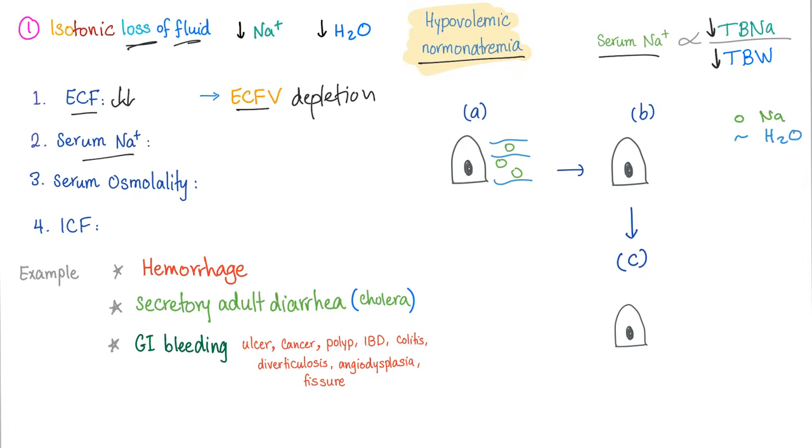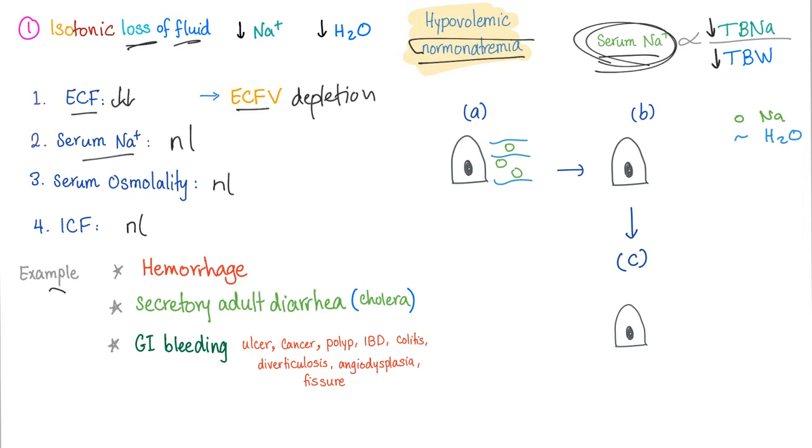What happened to the serum sodium? Normonatremia, it didn't change, so it's normal. What will happen to the serum osmolality when the serum sodium is normal? The answer is normal. What will happen to the ICF? Now, the second step is to use your brain. If the serum sodium is normal and the serum osmolality is normal, is there any osmotic gradient? No. Is there any water movement? No. So the ICF is going to stay the same, so no change to the ICF volume.